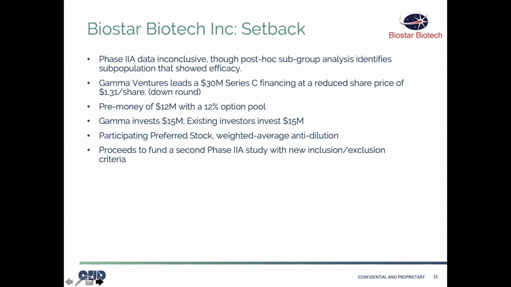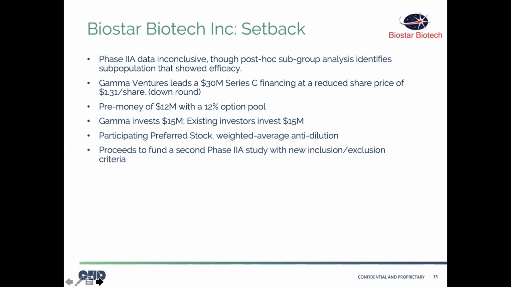So remember, the share price in the Series B was $6 a share, so this is a pretty dramatic down round. The pre-money is 12 million, and they realize there's a bunch of shares out there, and they agreed for a later stage company like this, a 12% pool is sufficient. So they want to add shares to the option pool to get the total number up to 12% fully diluted.